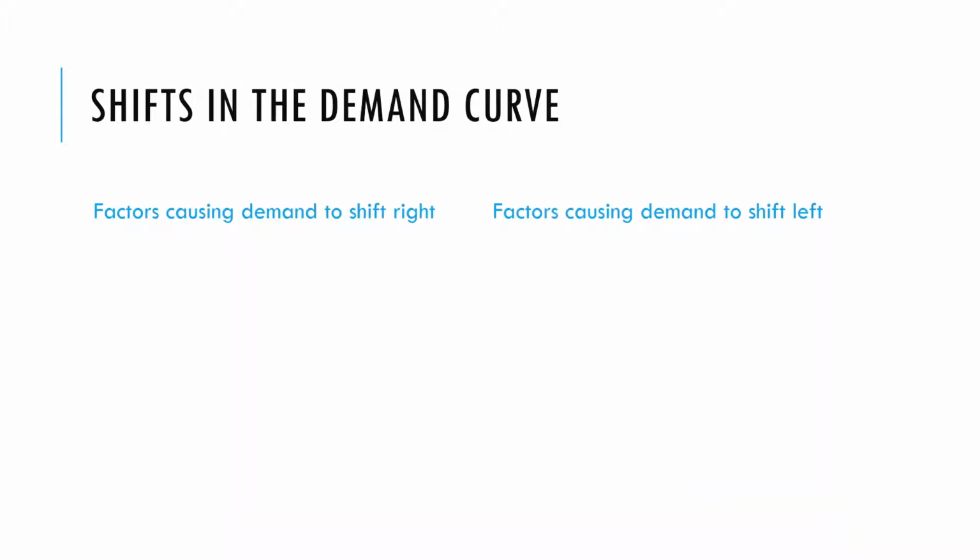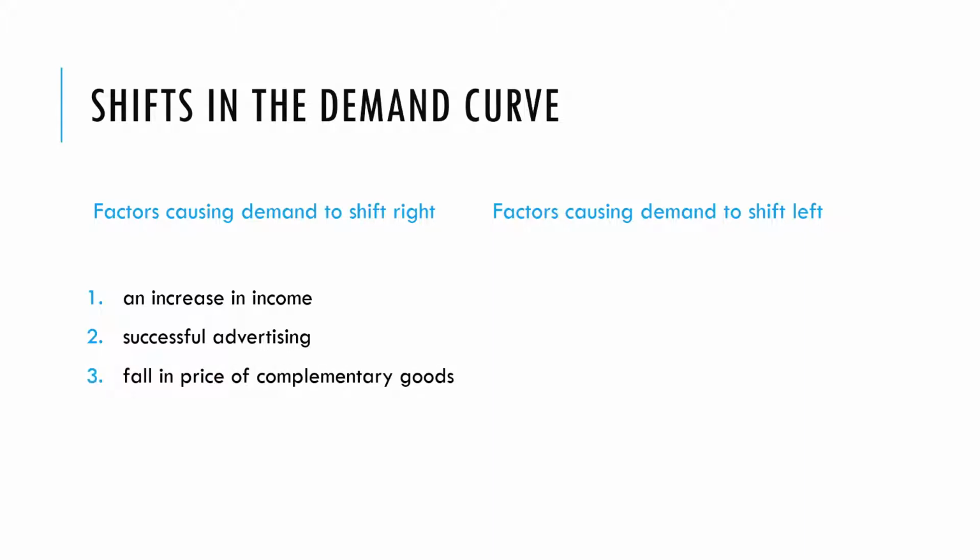To take into a bit more detail, what might cause the demand curve to shift to the right, an increase in demand? Well, an increase in income, successful advertising, maybe a fall in the price of what we call complementary goods. And by that we mean things that go well with a particular product. For example, a fall in the price of tennis balls might lead to an increase in demand for tennis rackets.